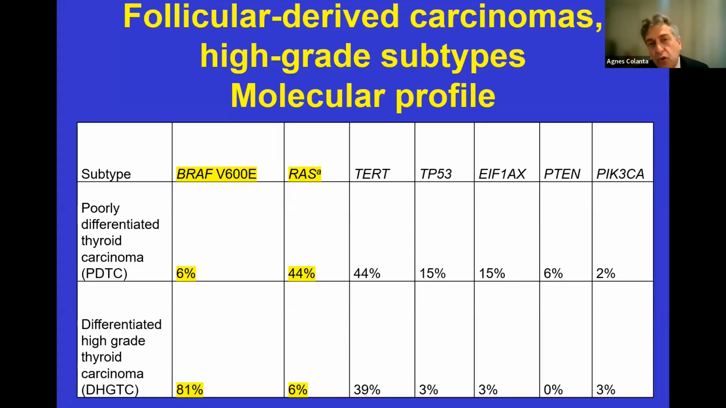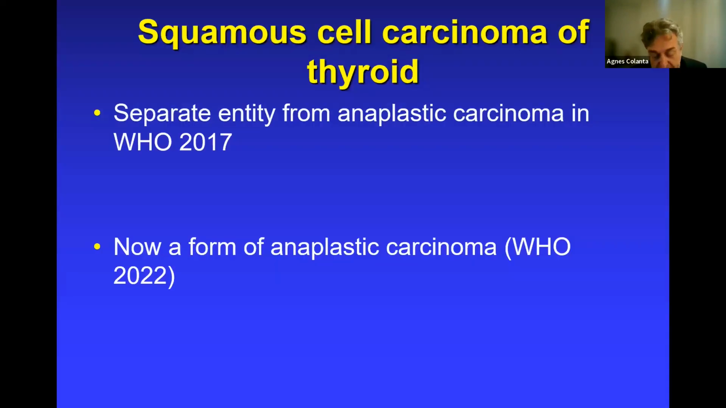They have, however, overall different molecular profiles. The poorly differentiated thyroid carcinoma, because it excludes tumors with papillary carcinoma nuclei, is mainly a RAS mutated driven tumor with very few BRAF cases, and the differentiated high-grade thyroid carcinomas are tumors that are mainly BRAF driven because they include cases with papillary carcinoma nuclei. So what I showed you was a very important change in the WHO.